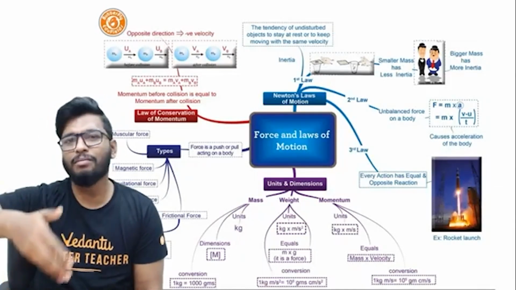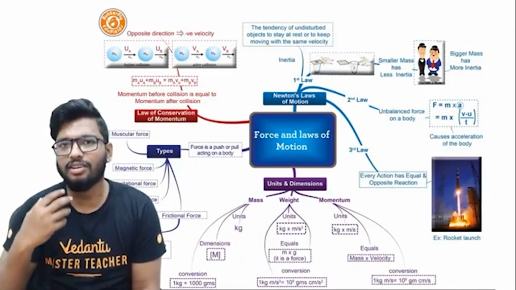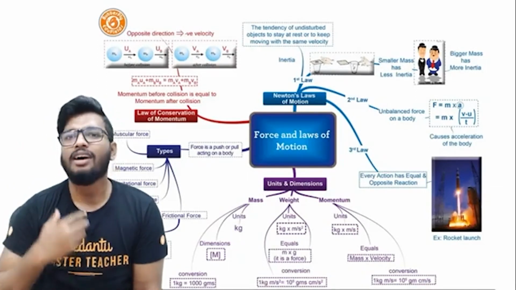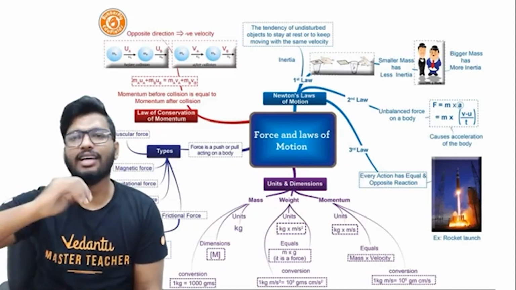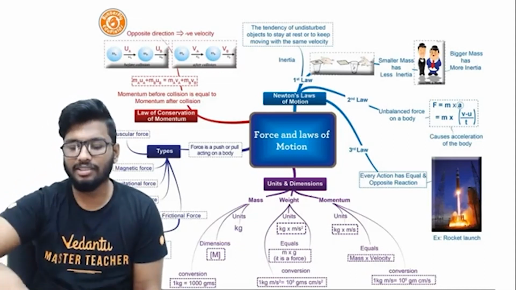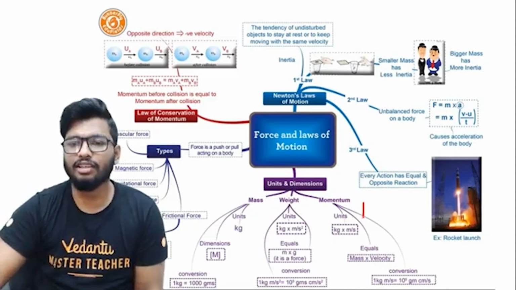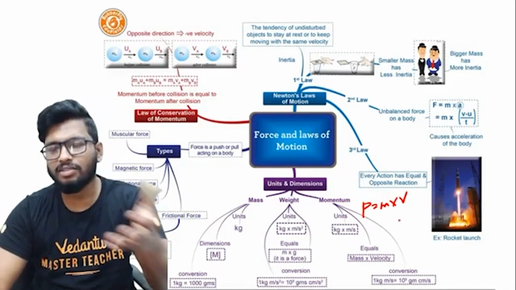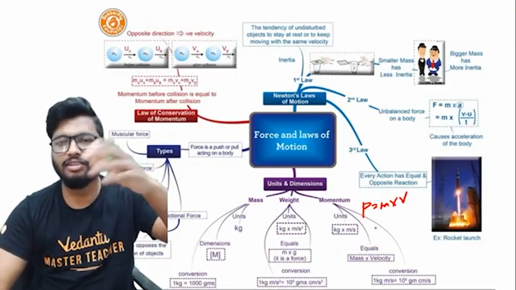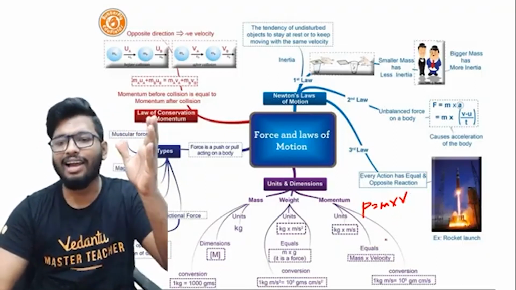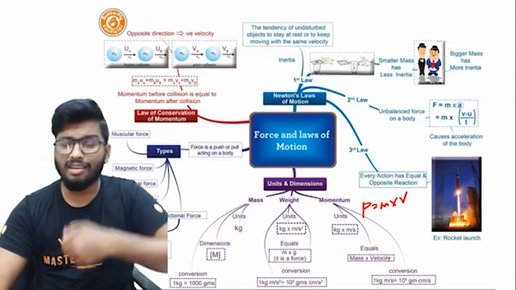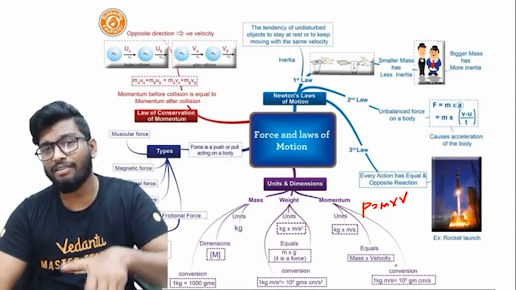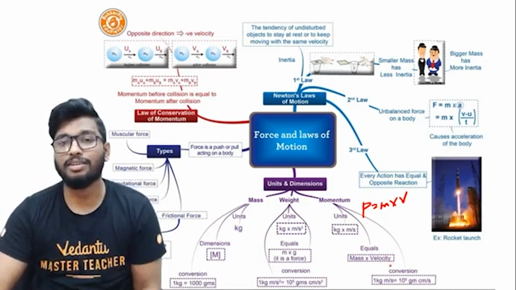Then your momentum. Momentum, as I already told you, is nothing but the quantity of motion present inside the body. It's represented as P. So P is equal to m into V is the formula, where P is momentum, m is the mass, V is the velocity. The unit is kg meter per second, and the conversion again, 1 kg meter per second, if you want to convert it, is 10 to the power 5 grams centimeter per second.